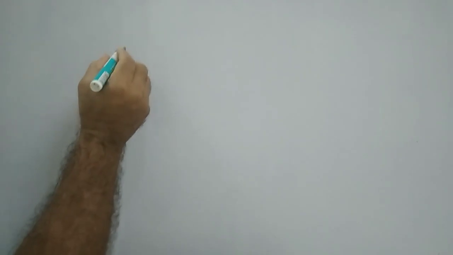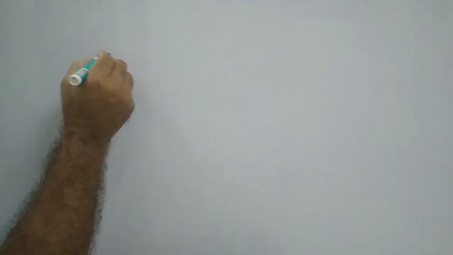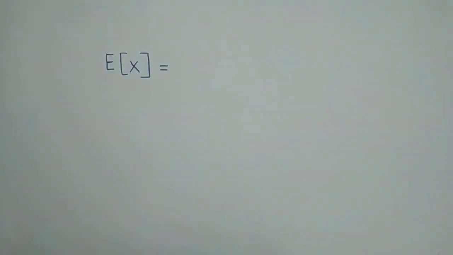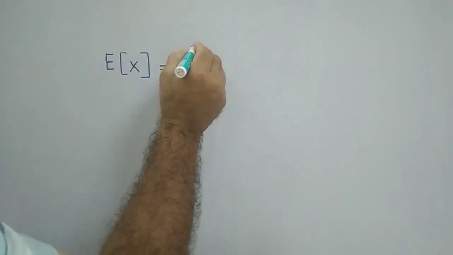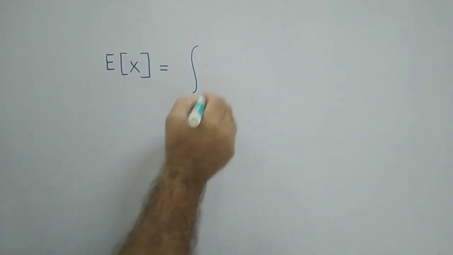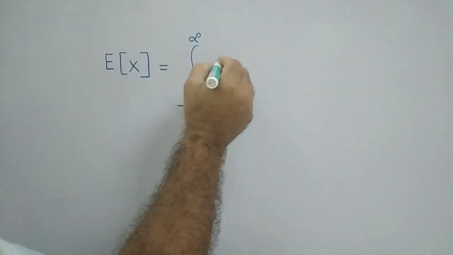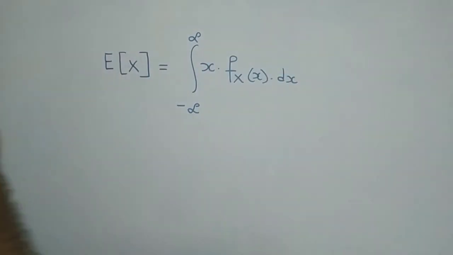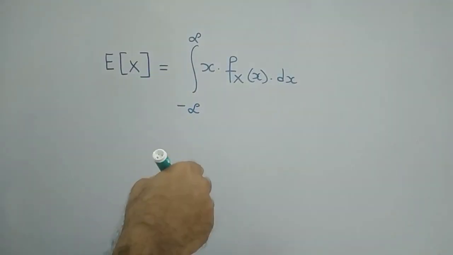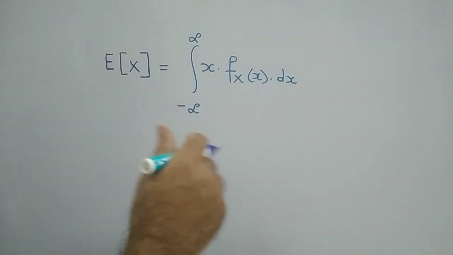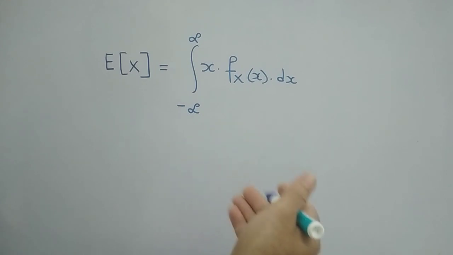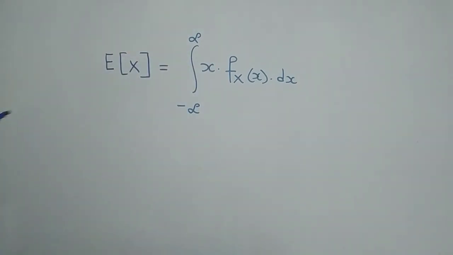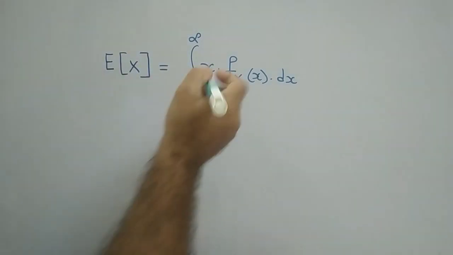So what is E of x? The formula is the integral from minus infinity to plus infinity of small x into f of x into dx. This is the formula for a continuous random variable, because in the problem itself it is given that capital X is a continuous random variable. If it is continuous, there is no doubt you have to take the integration only. This is the normal formula.